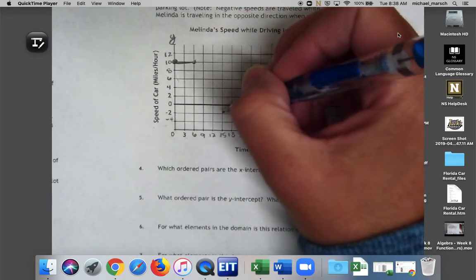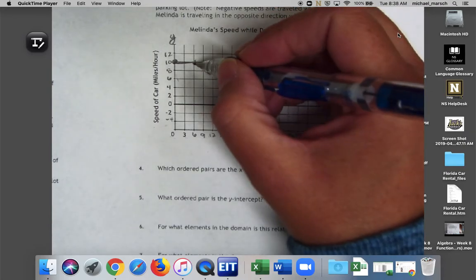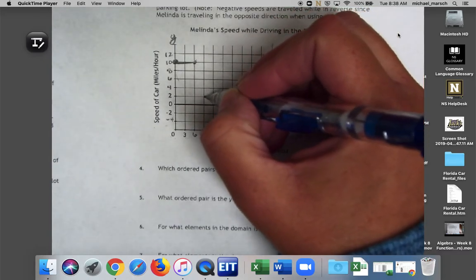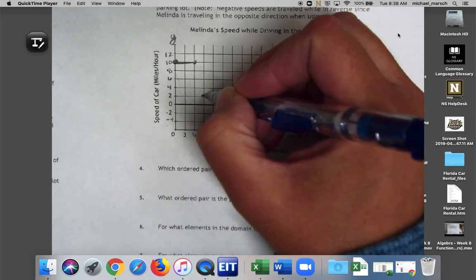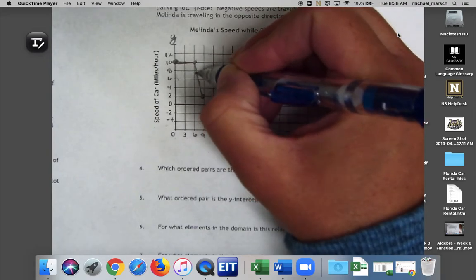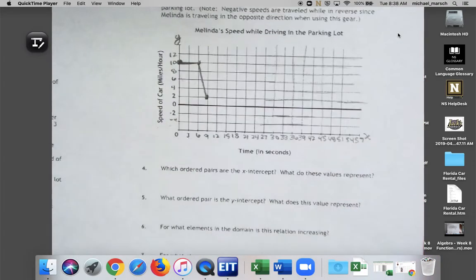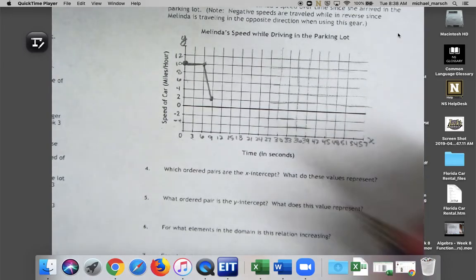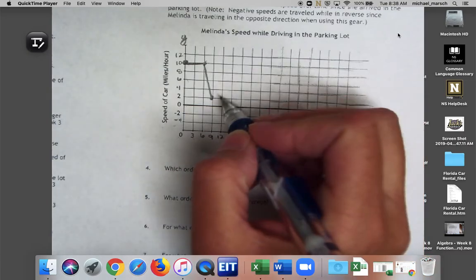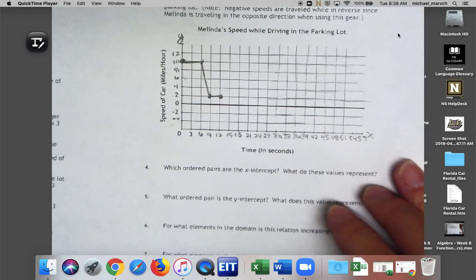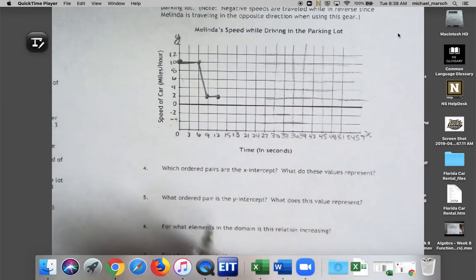She slowed down to 2 miles an hour in 3 seconds. So that means that over a 3-second period, she slowed down to 2 miles an hour. So our next thing is going to be at 9, because 6 seconds to 9 seconds is 3 seconds, and now she's down at 2 miles per hour. Okay. She continued at this speed for 3 seconds. Cool. So for the next 3 seconds, she stayed at 2 miles an hour. She's kind of lurking through the parking lot, right? Barely moving.